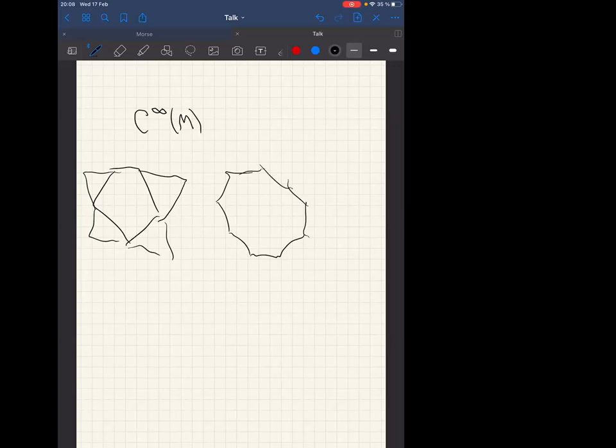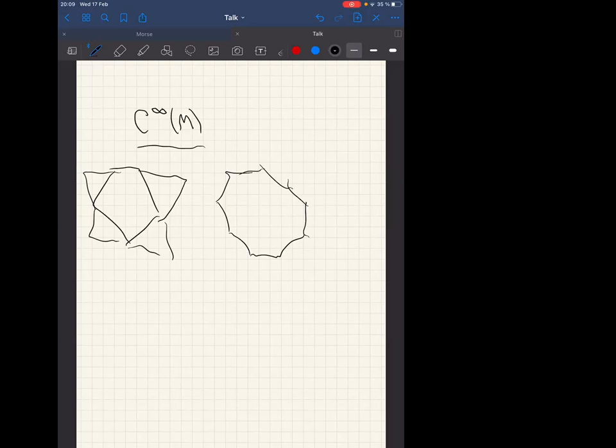Petr, what is the topology in C infinity? Oh, topology, you know, it's a hard question, by the way. I guess Whitney topology.